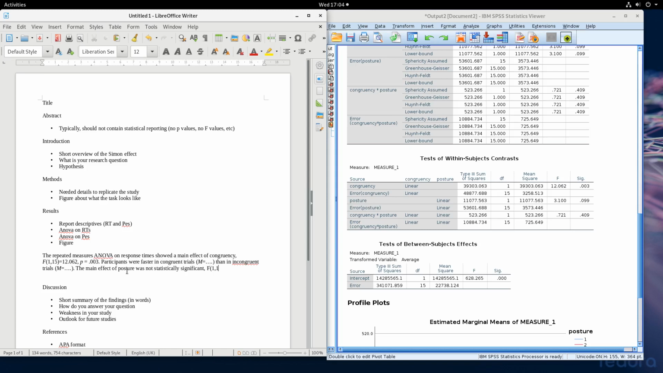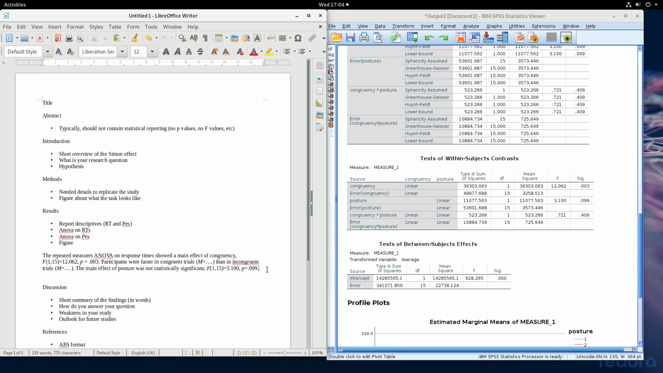And then again, you can report F equals 3.1. It's good to also add the p-value. Because there is no statistical difference, you probably do not need to report the individual values for the two postures as you did here, because it's not statistically significant, so maybe it's not that interesting.